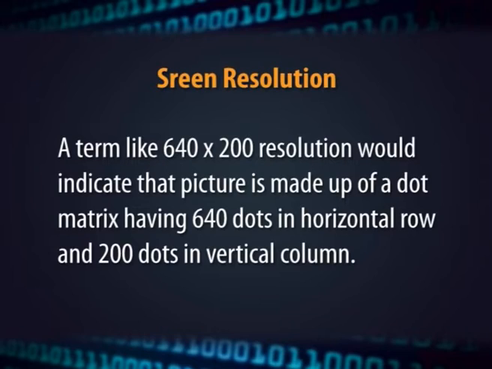The term screen resolution is used to indicate the number of dots used to represent the screen. A term like 640 by 200 resolution would indicate that picture is made up of a dot matrix having 640 dots in horizontal row and 200 dots in vertical column.